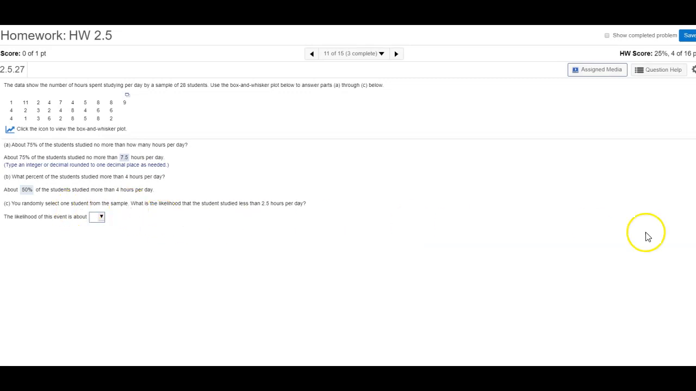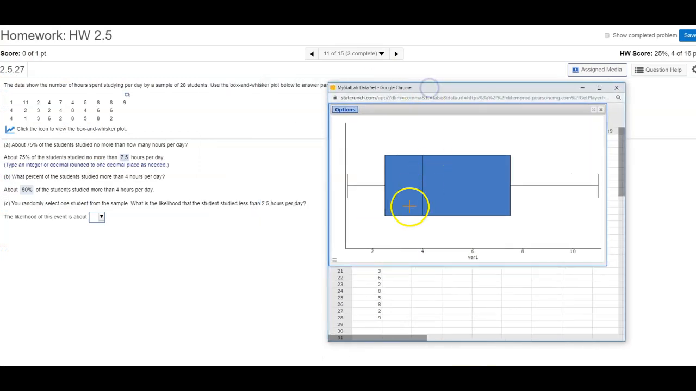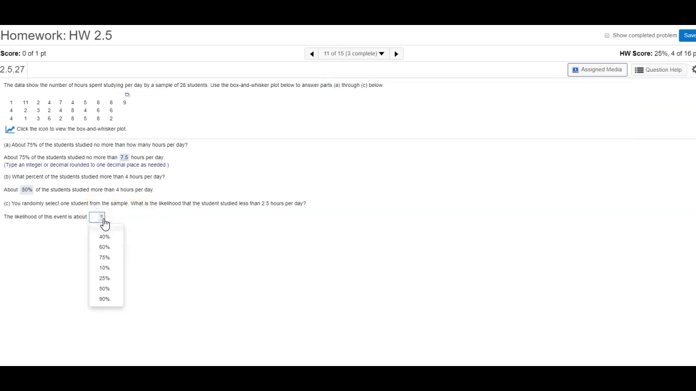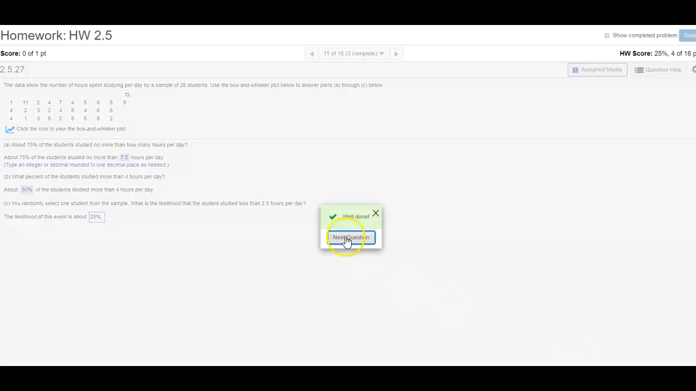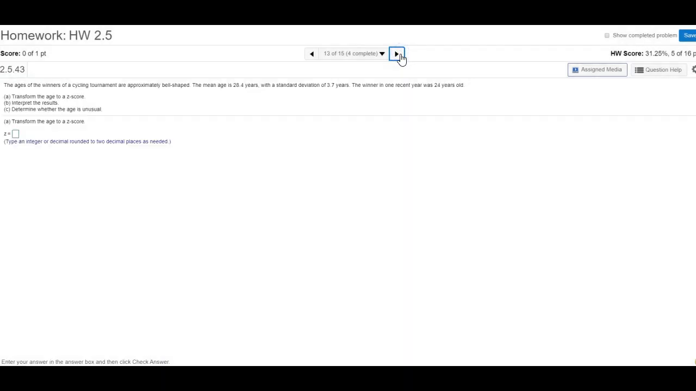And they said, you randomly select one student from the sample. What is the likelihood that the student studied less than 2.5 hours? So you have a bunch of students and you select one and you're trying to see what percentage has less than 2.5 hours. 2.5 is my first quartile. First quartile is 25%. So the chance that the student would study less than 2.5 hours is 25%. And there you go. Okay, so you always have to graph it and pull your information from your graph. You all can do this.